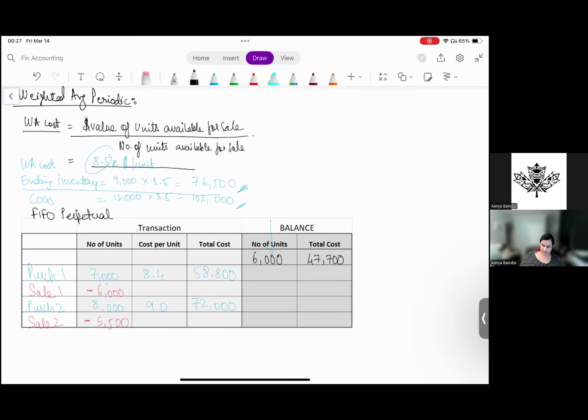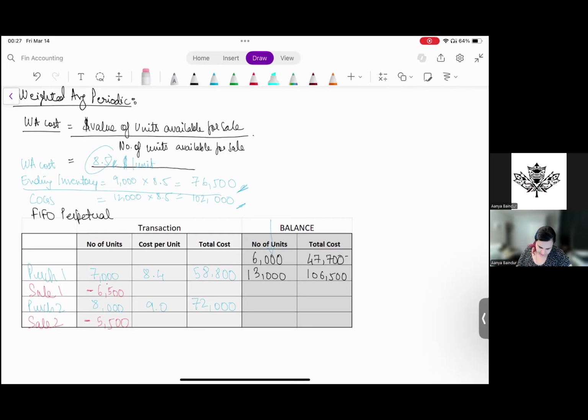So now, after this, we purchase some units. How much have we purchased? We purchased 7,000. So that gives us 13,000 units. And we add the total cost together, 58,800 plus 47,700, gives us 106,500. So now we're selling 6,000 units, right? So the very first units that we'll sell is the entirety of, it's 6,500. The first sale is 6,500, not 6,000.